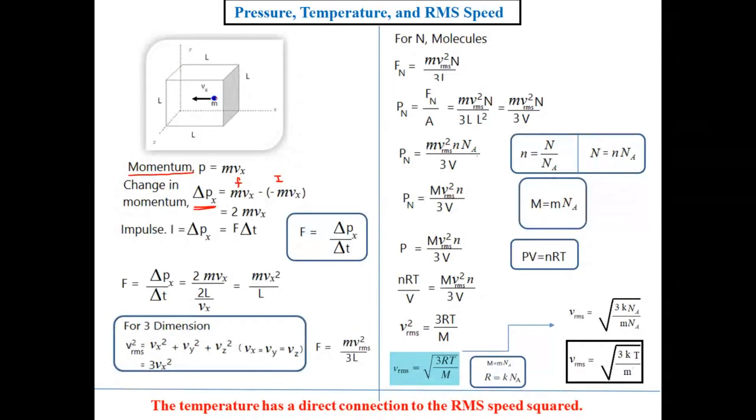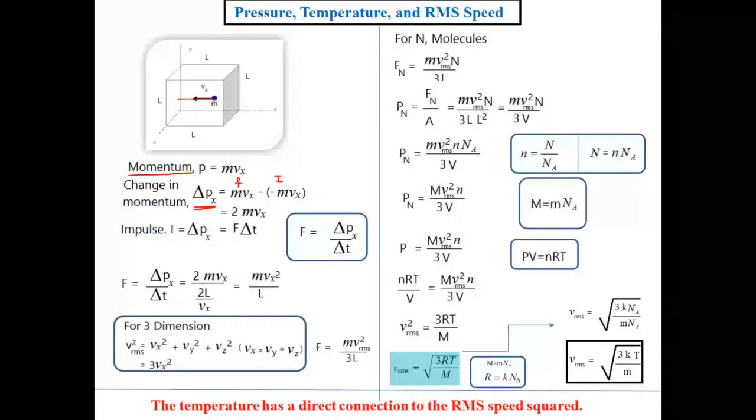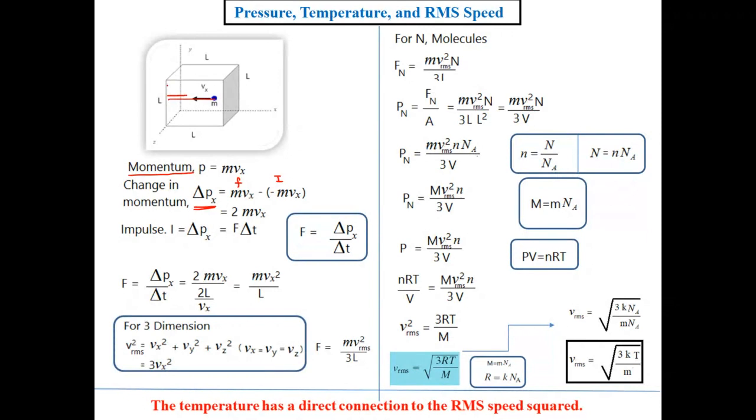So what is your final? Listen carefully. This gas molecule is going in this direction, and after it hits the wall, it will be coming back. So my final is in the positive direction, and my initial is in the negative direction. So final mvx minus of minus mvx. Minus into minus becomes plus. I got 2mvx. Understand?